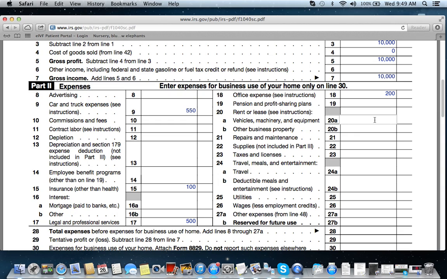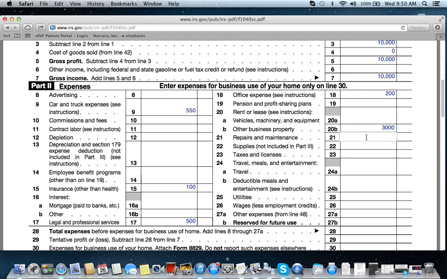Rent or lease expense on line 20A and 20B. This is a big one. Obviously, if you're renting the building you use, that's going to go here under other business property. So let's say I paid $3,000 for the year in rent. And then on 20A, a lot of people have to rent out equipment for their business or machinery or vehicles even. Let's go back to the example of someone making t-shirts. They probably have some kind of equipment that they use to make those t-shirts, and they may not have bought it. So if you have rent on those or lease payments, that would go there.